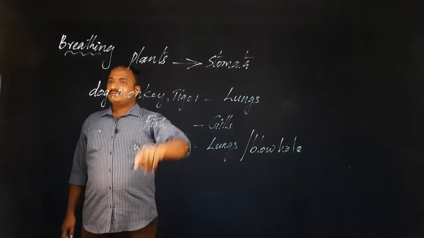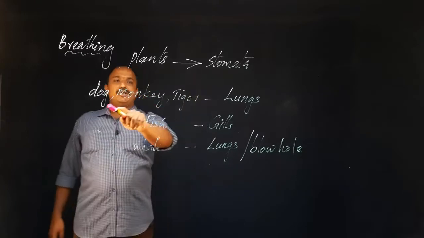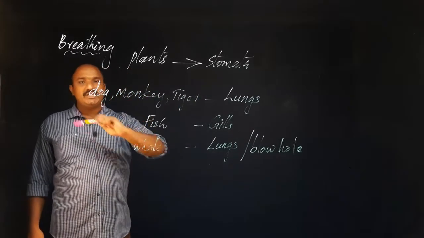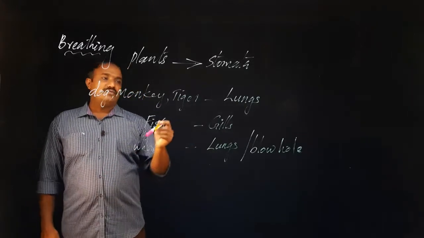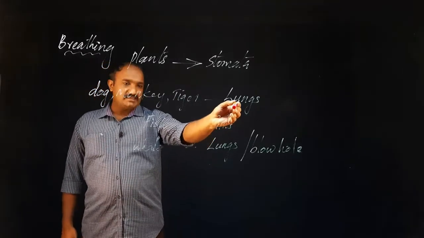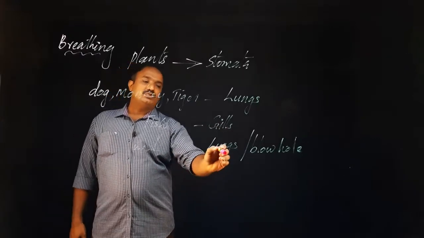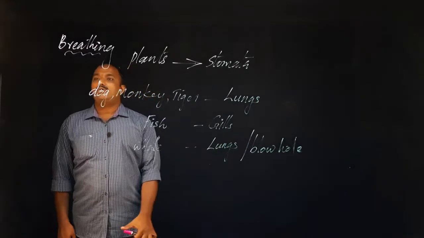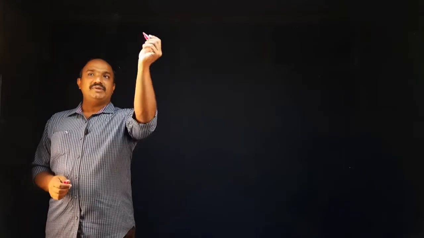These are the animals that we have to study here about breathing. So plants breathe through stomata. Dog, monkey, tiger, elephant, many such animals, and we human beings also, breathe with the help of lungs. Then fishes breathe through the gills, and whales breathe through lungs with blowholes. So the first part today we studied was breathing.